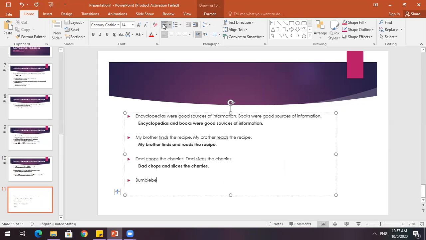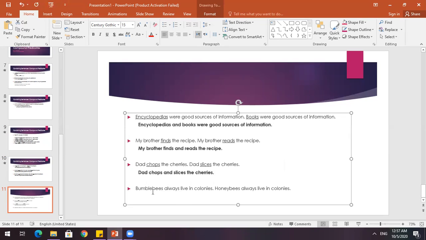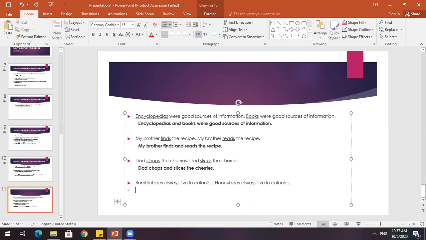Bumblebees always live in colonies. Honeybees always live in colonies. So in this sentence, we have the same predicate, which means we're going to combine the simple subjects to create a compound subject. Bumblebees and honeybees always live in colonies.